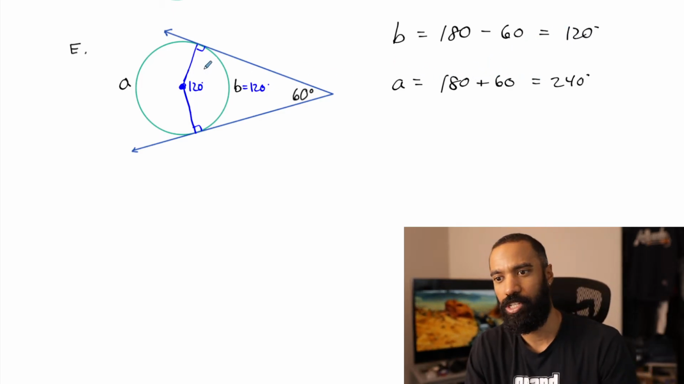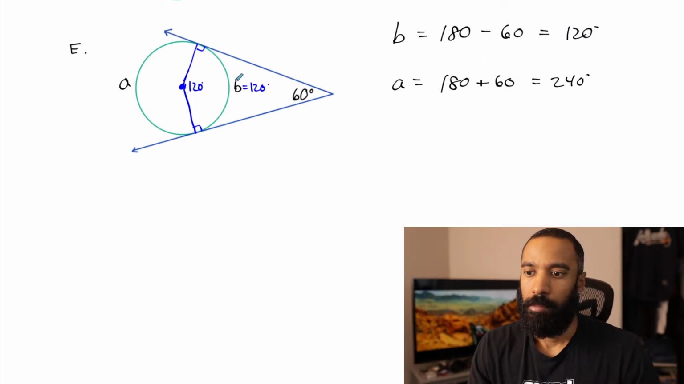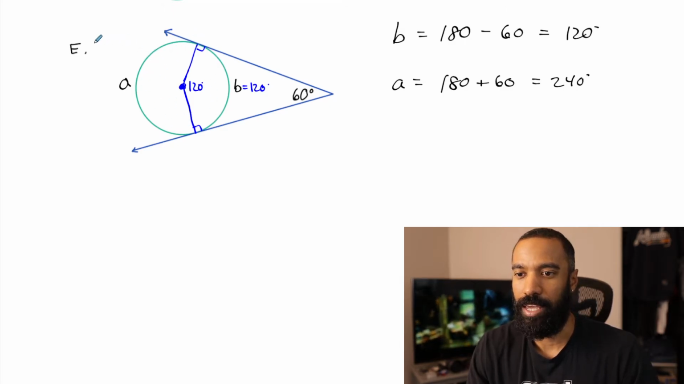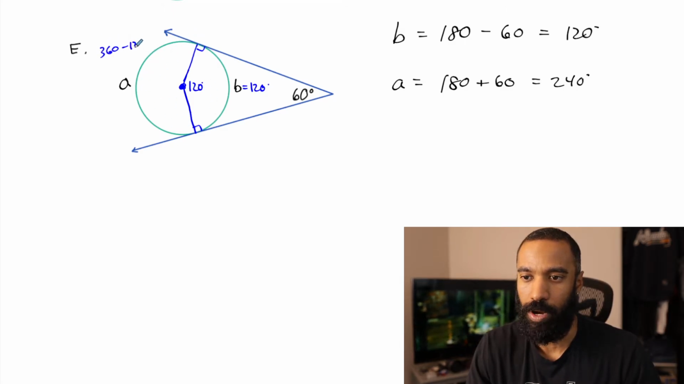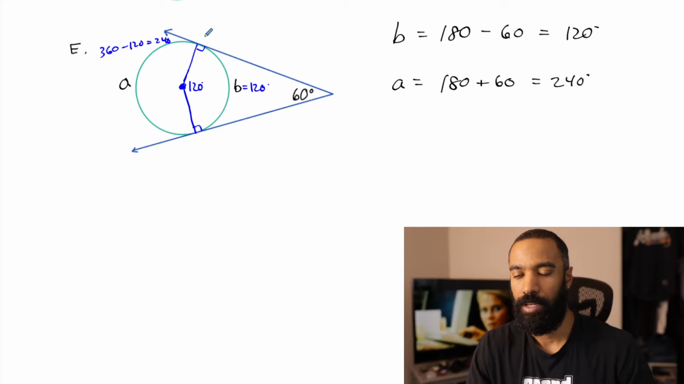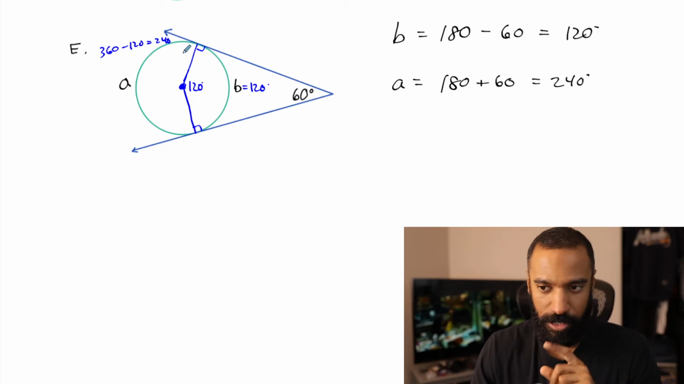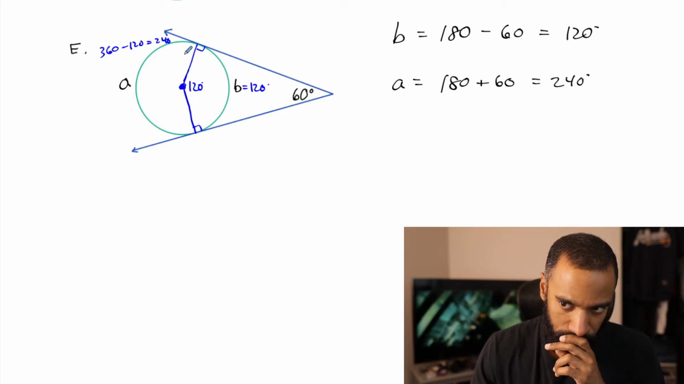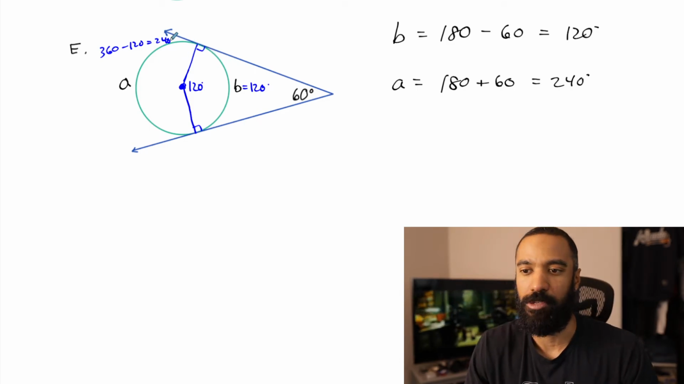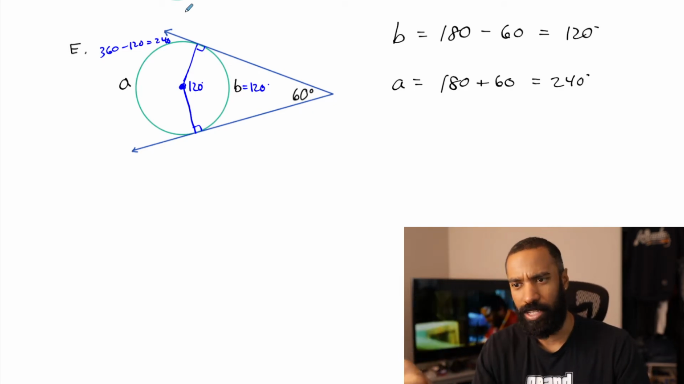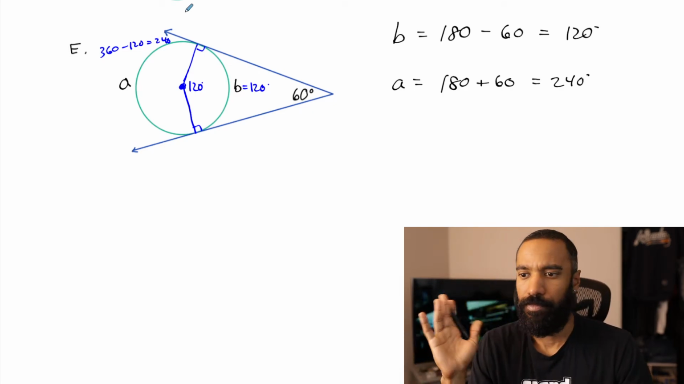Why 180 plus 60 right here? Well, you need the other portion of the intercepted arc. Like I said, this is also 360 minus 120, which is 240 right there. The 240 is also 180 plus 60. Anyway, so that's what we're solving for. It's kind of missing information, but those are the two arcs right there.